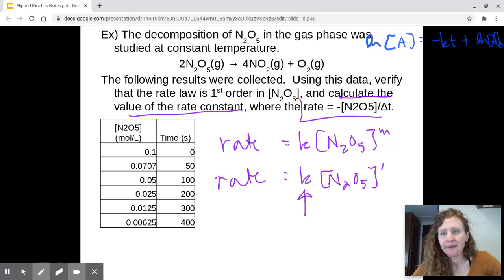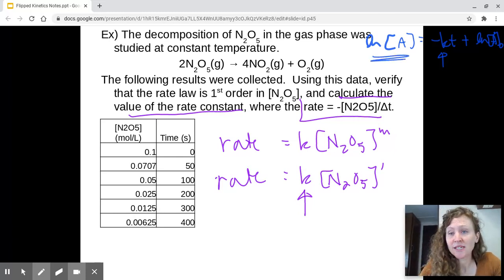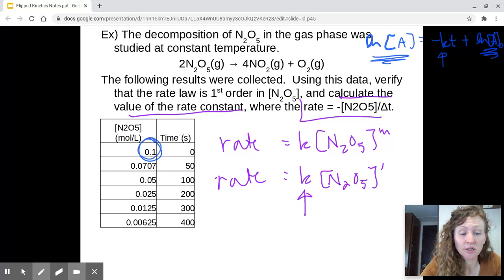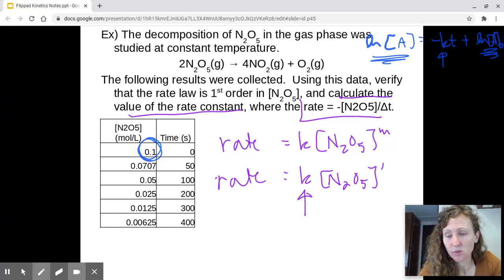Okay, so let's look at these variables. Remember, we're going to solve for K. So basically, we want to plug in values for everything except for K. So what is this A concentration and what is this A naught concentration? A naught is going to be our initial concentration of A. So this would be natural log of 0.1.